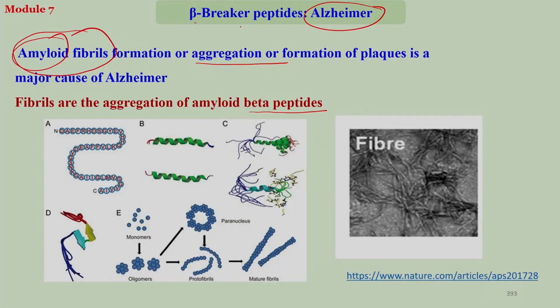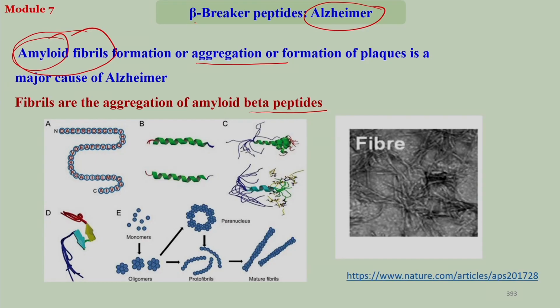So, the cure is either to break this fiber formation or to prevent such fibers from being formed. So, both ways. And nowadays people are trying to develop good synthesized peptide sequences which can block the formation of the aggregation, or after aggregation can break the aggregation also. So, those are called the beta breaker peptides.